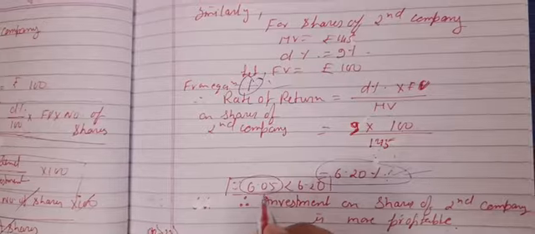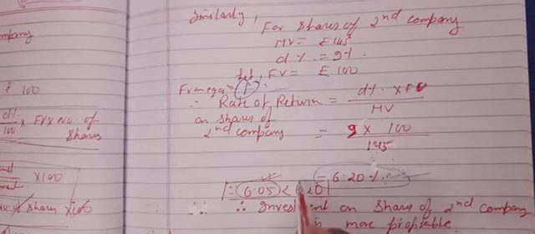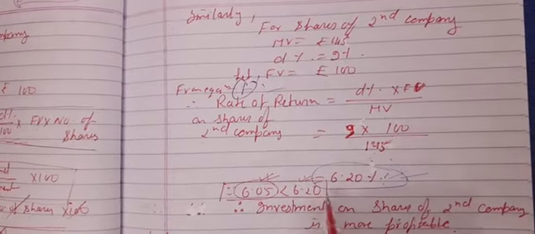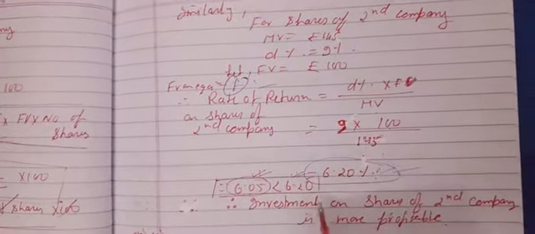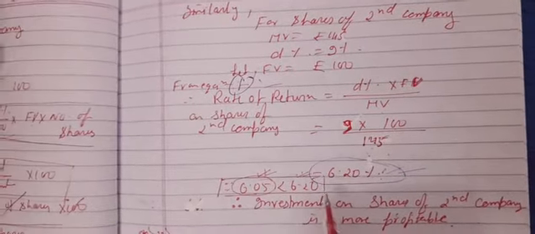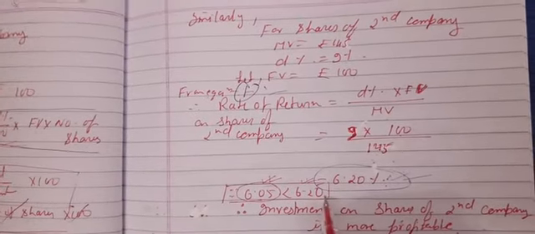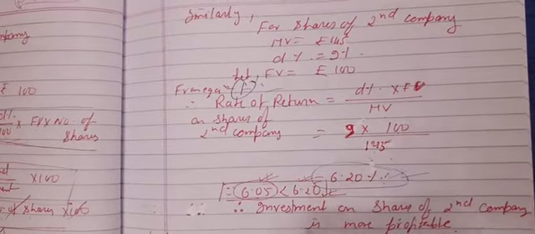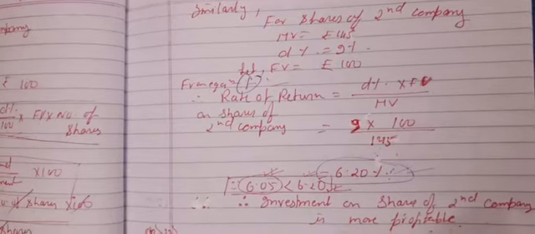So from the first company's shares, the person will get 6.05 rupees as return, while here he or she will get 6.20 as return. So naturally, for the company this is profitable, but for the customer or the person who has to purchase the share, the second type of share is more profitable. So I have mentioned here: investment on shares of the second company is more profitable, and here our answer is over.